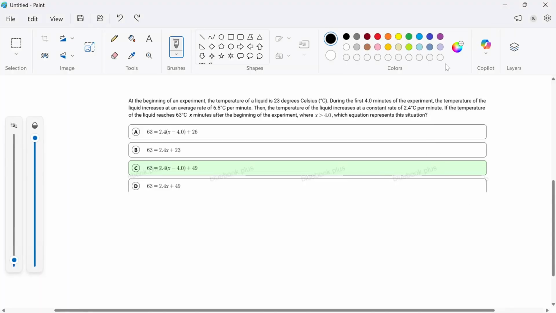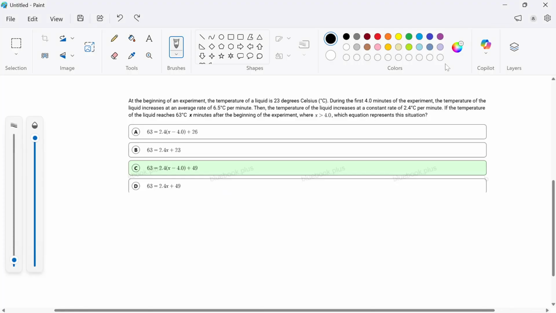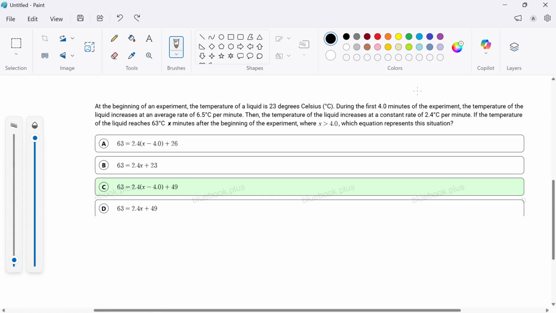This is digital SAT. Let me make sure I'm recording. I am. Digital SAT, a math practice question. This was on a module 2, supposedly hard.